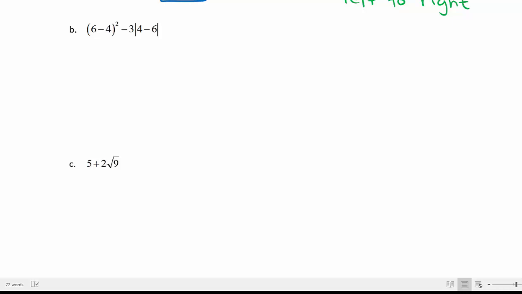Okay, in example B, I have to do parentheses first. So 6 minus 4 is 2. And then these bars that you see, the straight bars, are absolute value bars. They work like parentheses. So I'm going to do the operation inside those bars first. 4 minus 6 is negative 2. I did the 4 minus 6 in my head. Technically, it's 4 plus negative 6. Opposite signs, so I subtract.